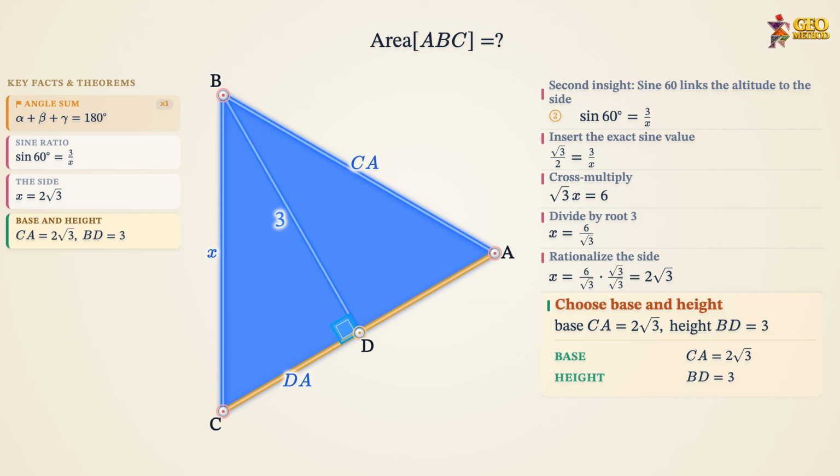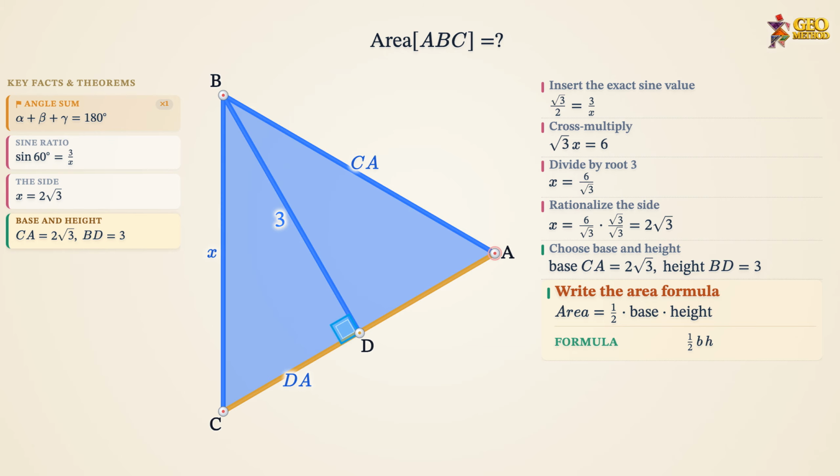To find the area of the full triangle ABC, we take side CA as the base, now known to be 2 root 3, and the altitude BD as the matching height, which is 3. Base and its perpendicular height are exactly what the area formula needs. The area of any triangle is 1/2 of the base times the height. We now substitute our base and height into this template.